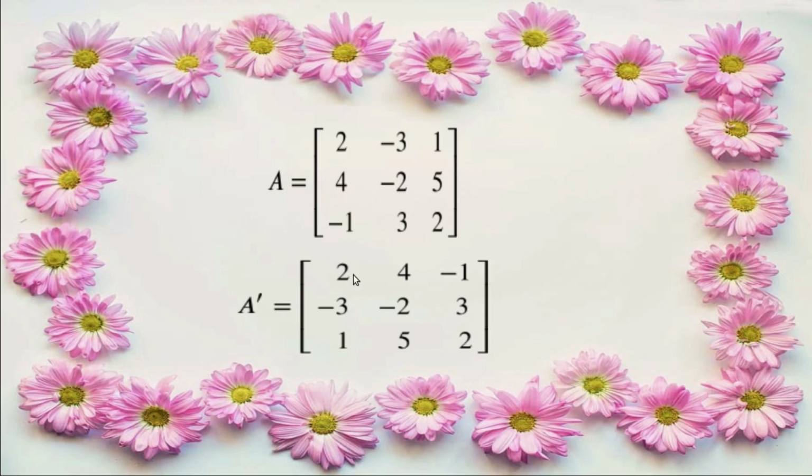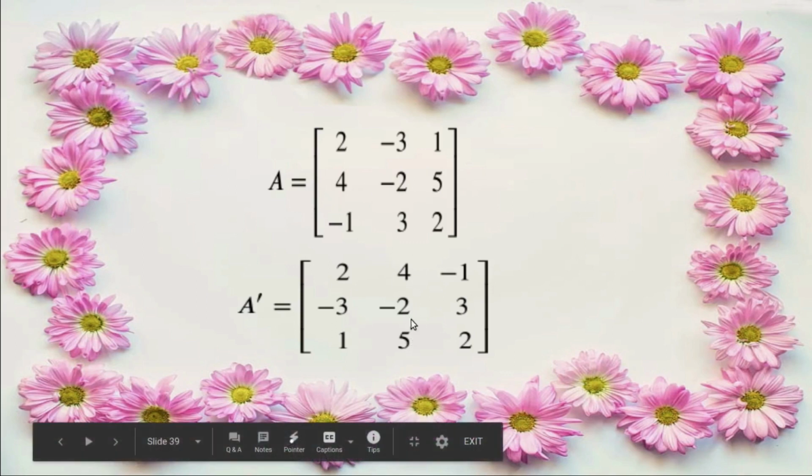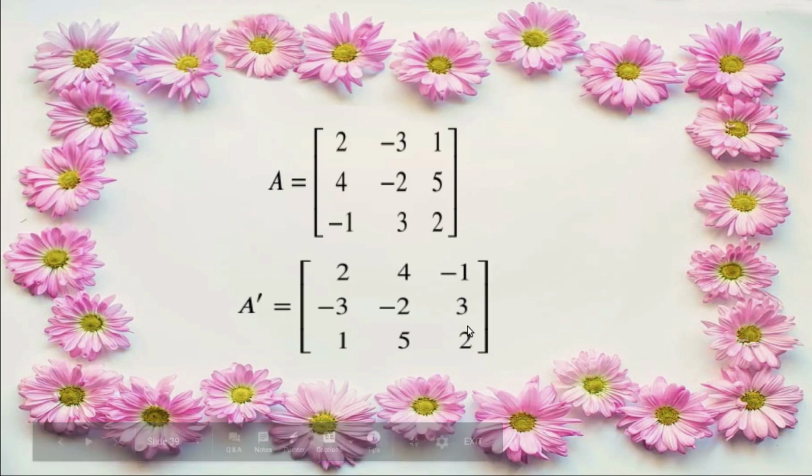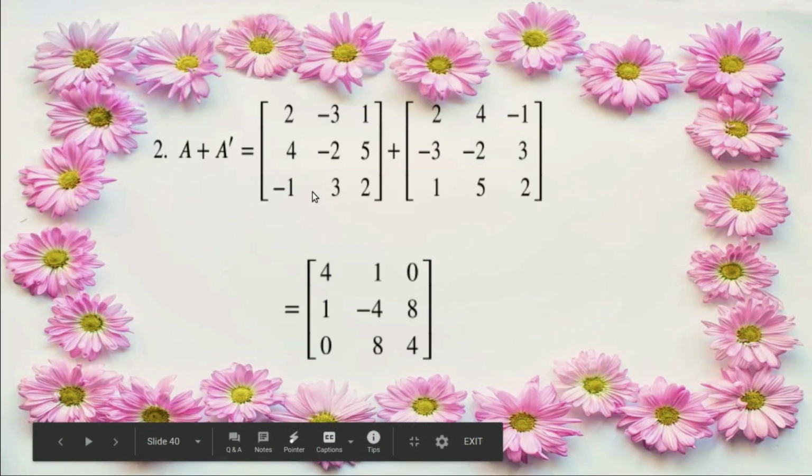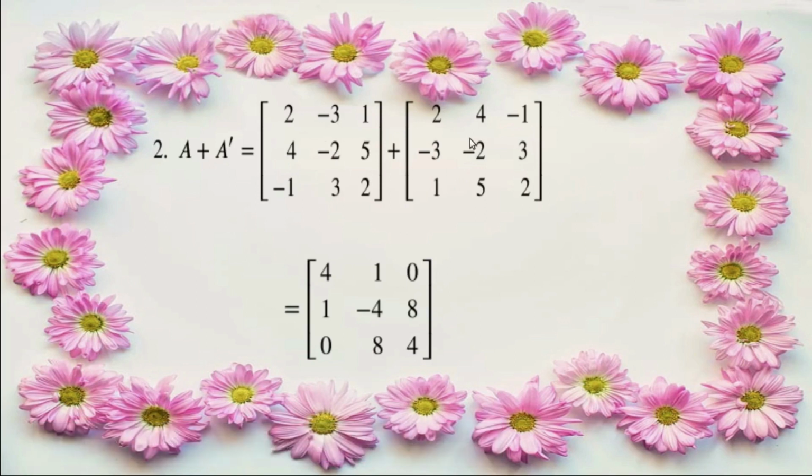First column is 2, -3, 1. Second column is 4, -2, 5. Third column is -1, 3, 2. This is A transpose. Now A plus A transpose: write A and A transpose and add corresponding elements. 2 plus 2 is 4, -3 plus 4 is 1, 1 plus -1 is 0, 4 plus -3 is 1, -2 plus -2 is -4, 5 plus 3 is 8, -1 plus 1 is 0, 3 plus 5 is 8, 2 plus 2 is 4.